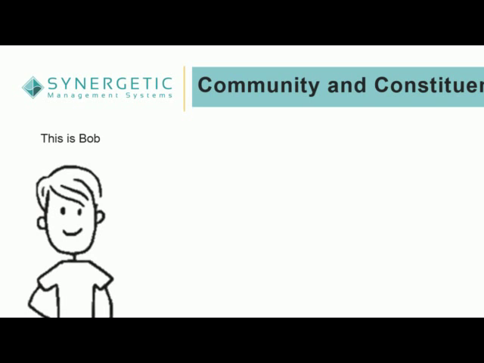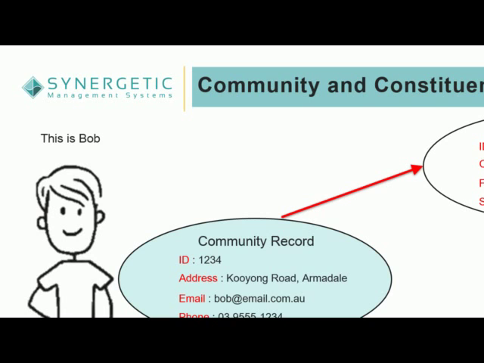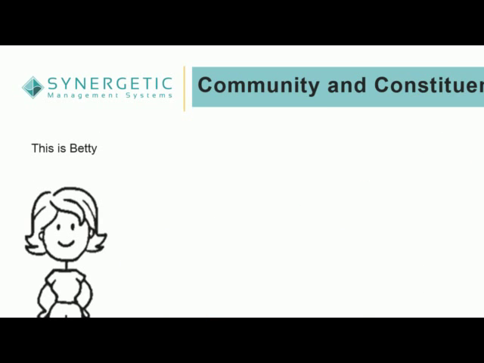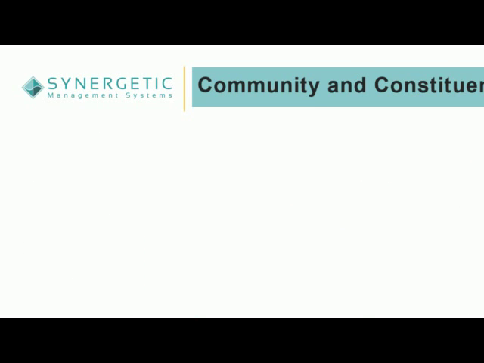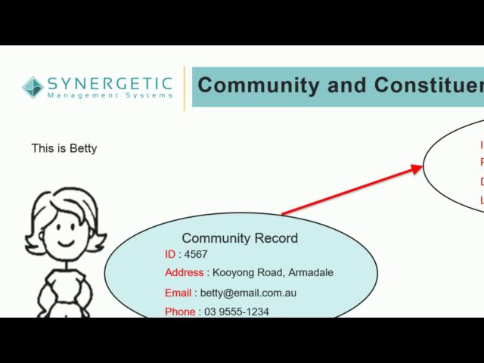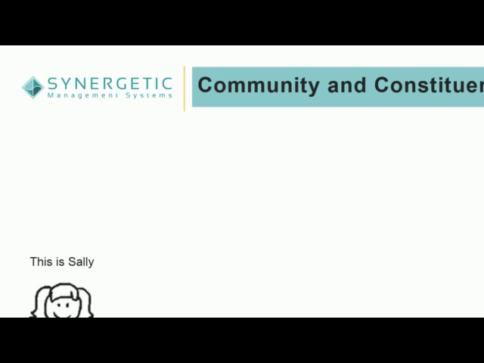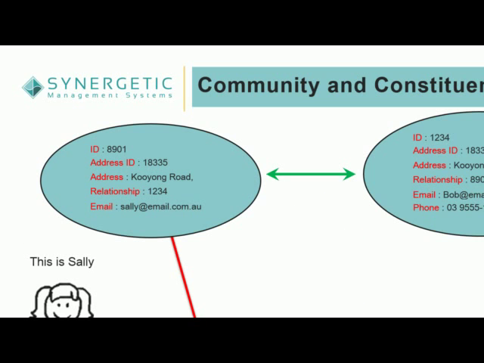Okay. So these are just some examples of where someone could be one community member with more than one constituency. Same again there. Past student and creditor. Then you've got Sally and Bob there.